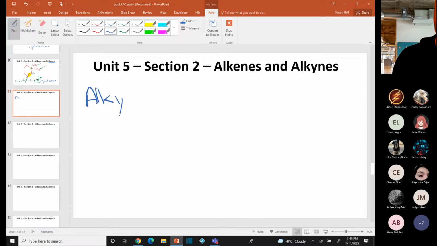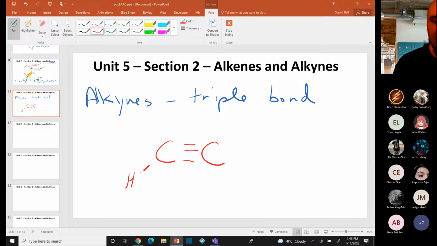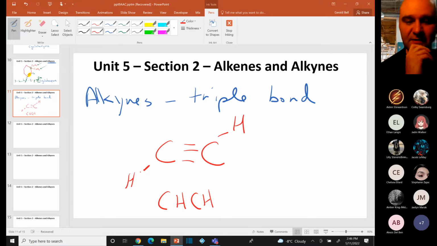We've got an alkyne. These have a triple bond. Again, you need at least 2 carbons to have a triple bond, don't you? So we can't have a triple bond with just 1 carbon. We need to have 2 carbons. So if I was going to draw the simplest one, I'd draw it like that. And each of these carbons can hold 1 hydrogen. It's like our general formula would just be CHCH.